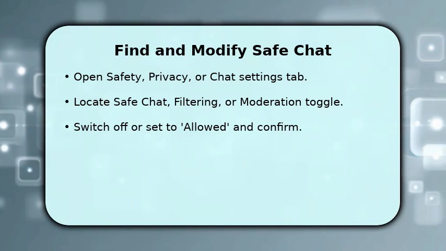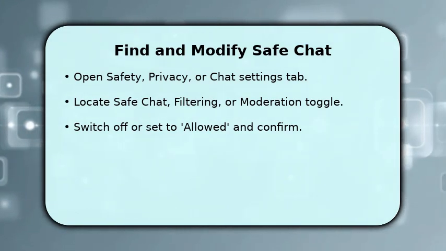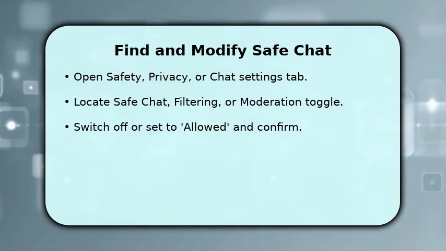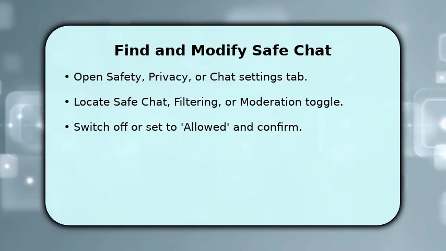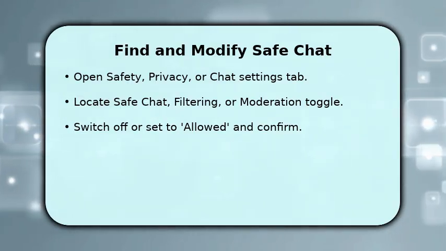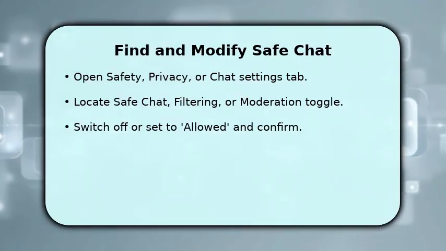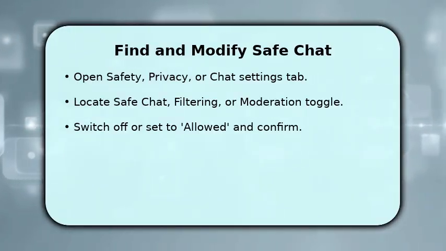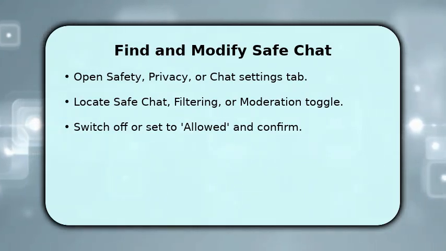Next, navigate to Safety, Privacy, or Chat settings where moderation controls live. You will see labels like Safe Chat, Filtering, or Content Moderation. Click or tap to expand options. Choose the appropriate account or profile if multiple exist. Then change the toggle from on to off or set filtering level to allowed. You may be asked to re-enter credentials or acknowledge risks. Do that to apply changes.